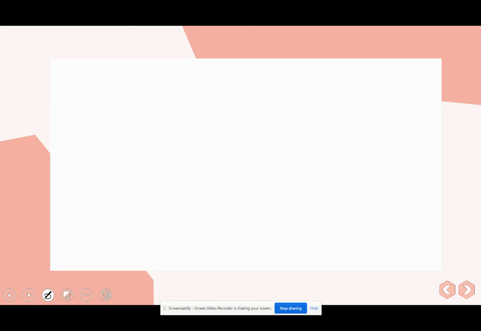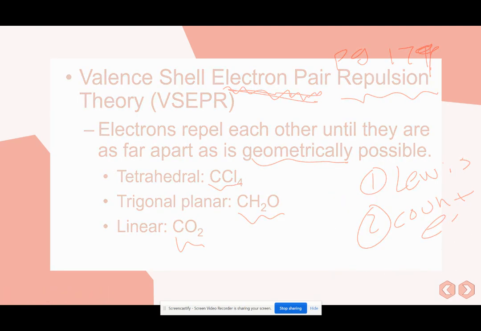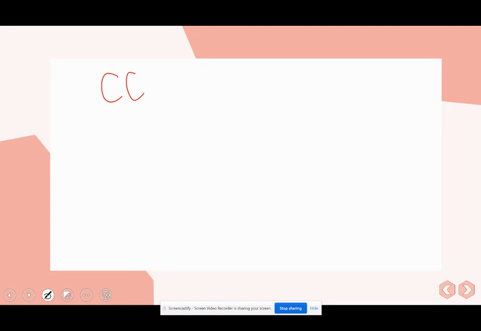So the first one they give you is carbon tetrachloride, CCl4. And so you're going to have carbon, and carbon has 4 valence electrons. This tells me that I have 4 chlorines. Where can I put those 4 chlorines? Well, one on each side of my carbon.